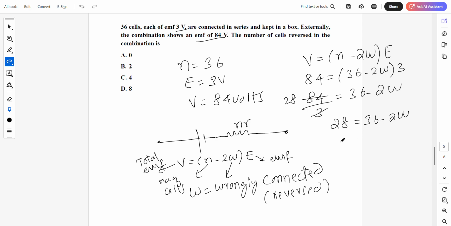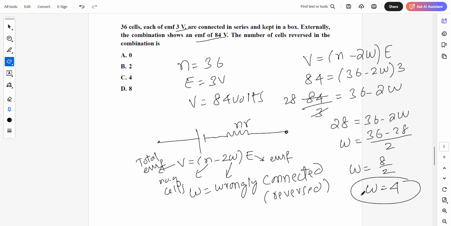I can write W as 36 minus 28 by 2, right? How much is this? That is equal to 8 by 2. 8 by 2 is how much? W is equal to 4. W is equal to 4 is the right answer. The number of cells which are reversed, wrongly connected, is W equal to 4.